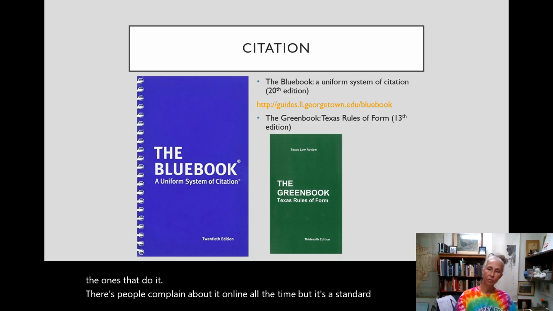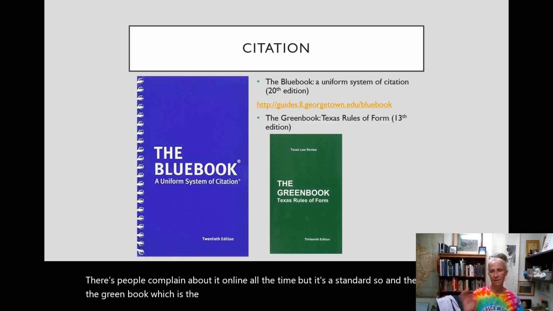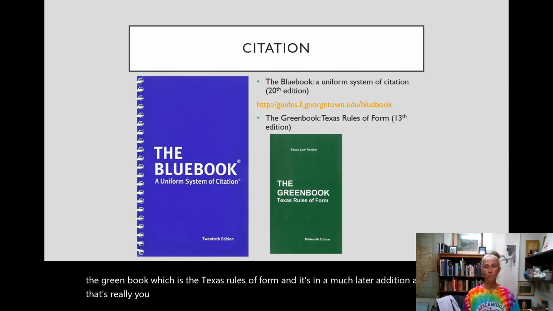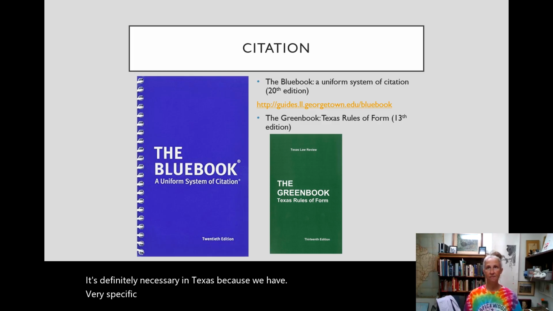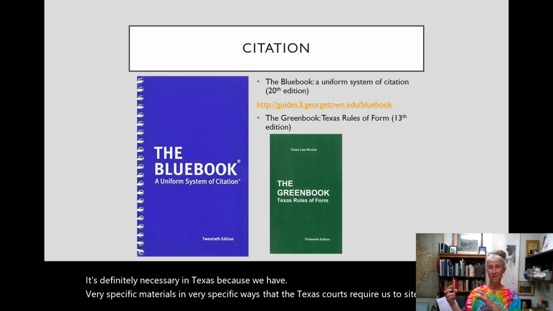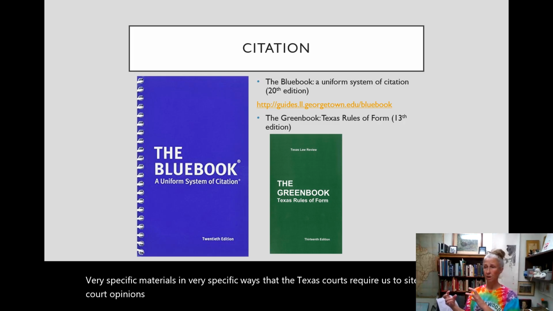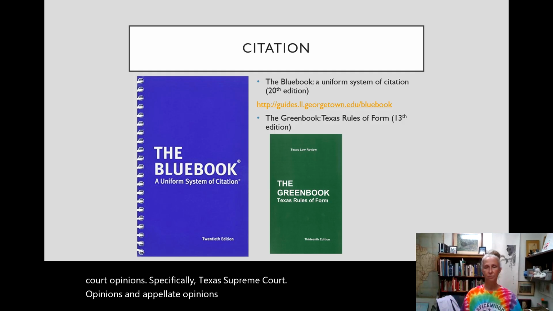And then there's the Green Book, which is the Texas Rules of Form, and it's in a much later edition as well. But you really need it. It's slimmer. It's put out by the editors of the Texas Law Review. It's definitely necessary in Texas because we have very specific materials that the Texas courts require us to cite in very specific ways, specifically Texas Supreme Court opinions and appellate opinions. So there are very useful tables. Again, you'd have to have your own copy.